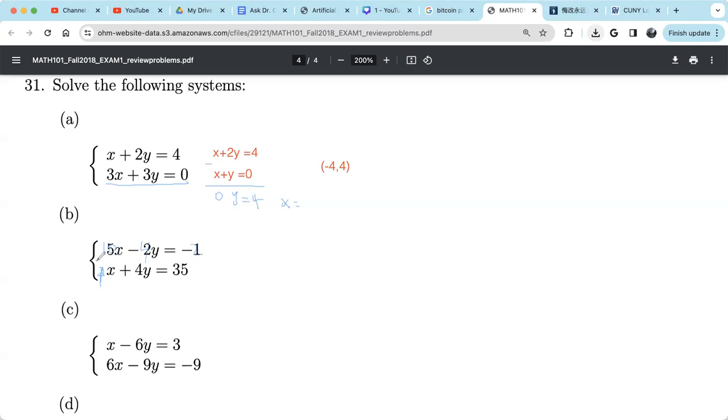Now we add those two equations. So 10x plus x, that's 11x. Then -4y plus 4y becomes 0. Then -2 plus 35, we get 33. We divide by 11 on both sides, so x equals 3. Then we substitute 3 into either one. Let's substitute into the second one. So we get 3 plus 4y equals 35.